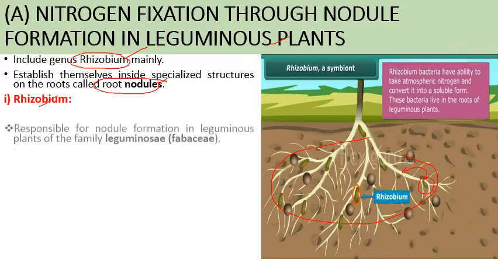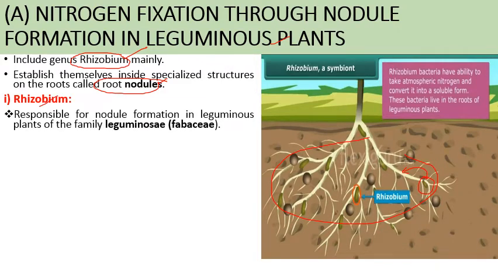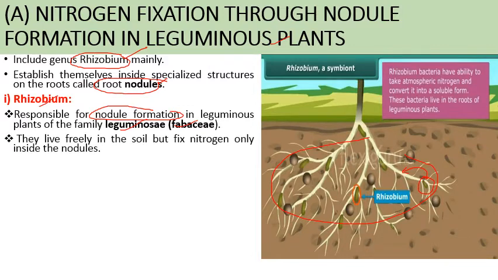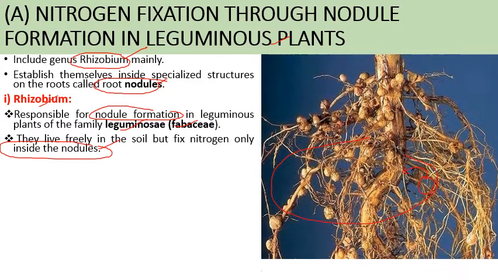So Rhizobium, this bacteria is responsible for nodule formation in leguminous plants of the family Leguminosae or Fabaceae. They live freely in the soil but fix nitrogen only inside the nodules. ये freely live करते हैं soil में but nitrogen को fix तभी करेंगे when they form association with the leguminous plants. So this photograph shows these tumor-like structures, और ये जो tumor-like structures हैं इन्हें कहते हैं root nodules, और इसके अंदर होता है nitrogen fixation.